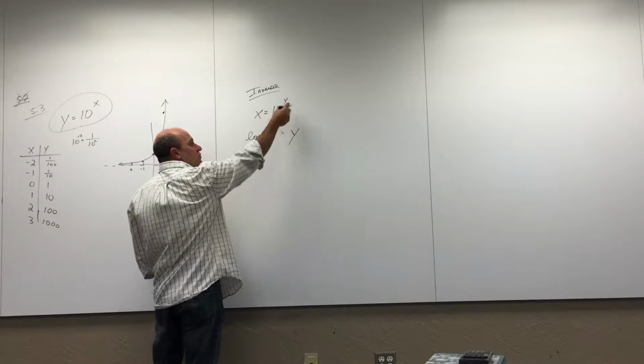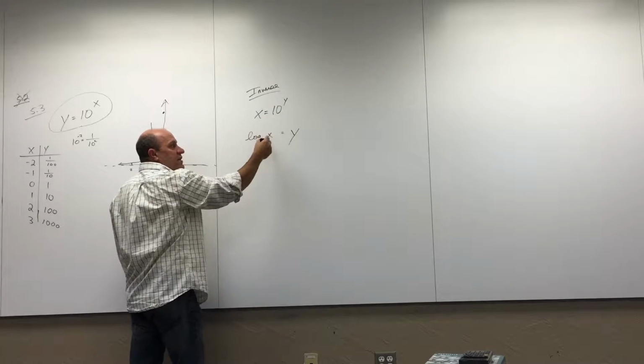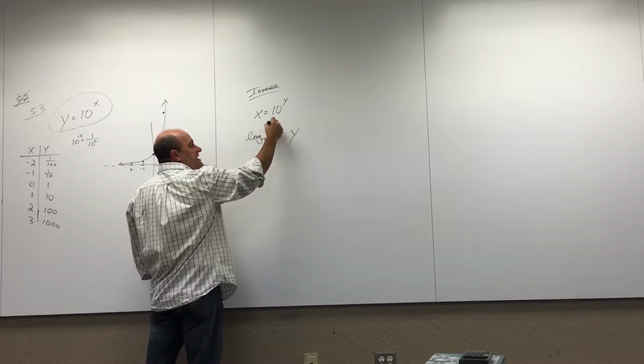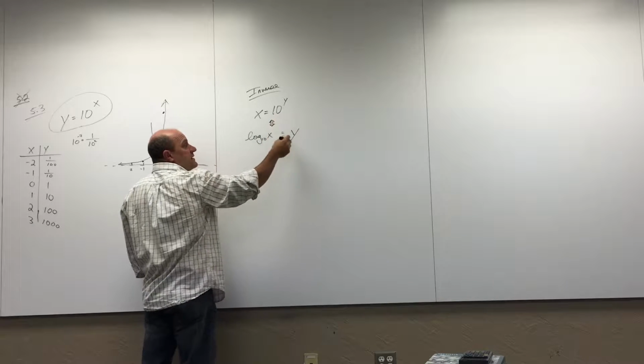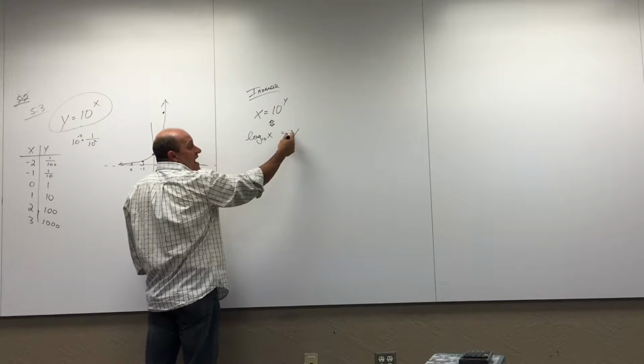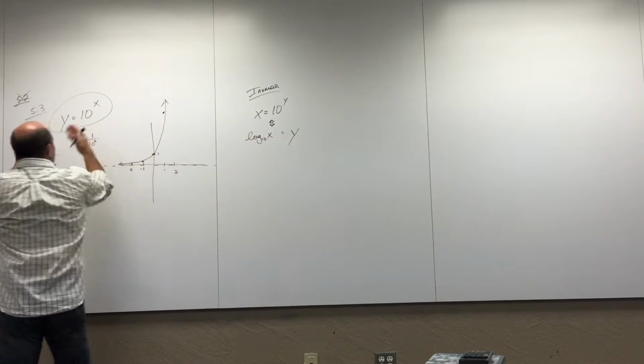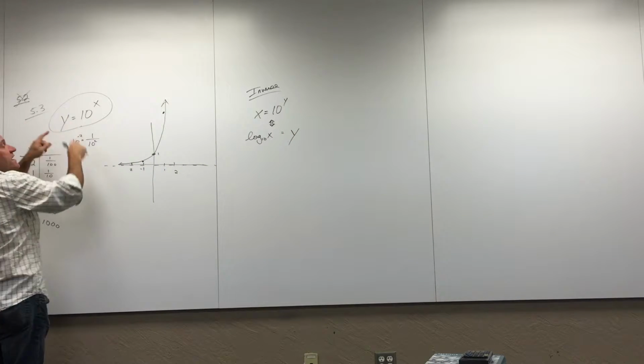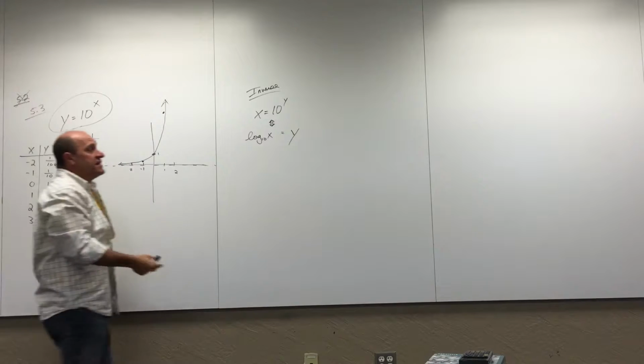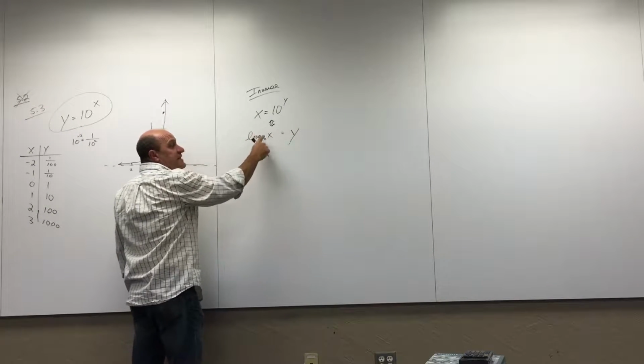So it's almost like you learn how to rewrite this thing. It's almost like I rewrote this, but these are equivalent statements. And now what we have is the inverse of this function. This function was y equals 10 raised to the x. This is y equals log base 10 of x.